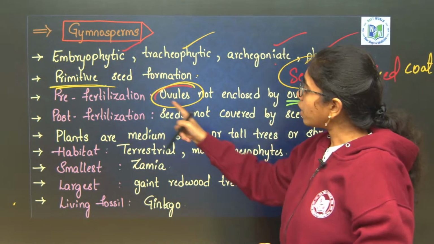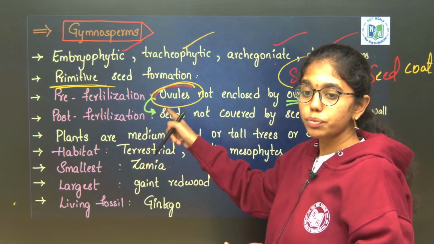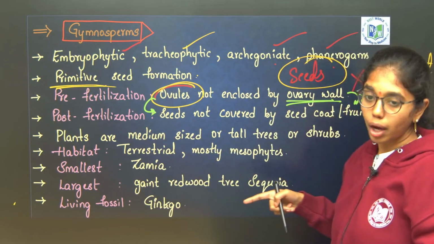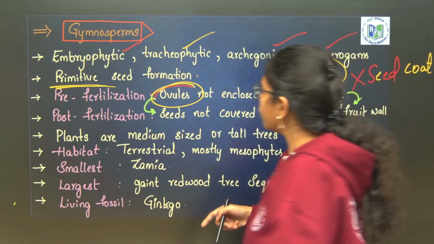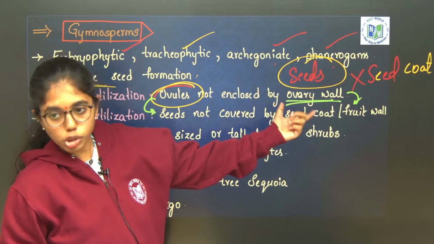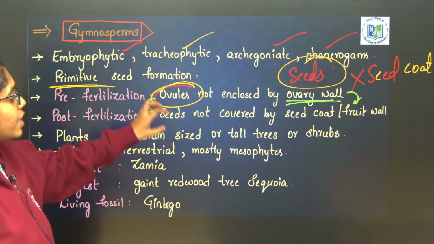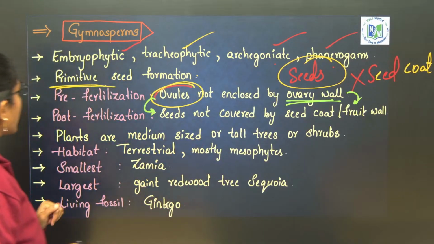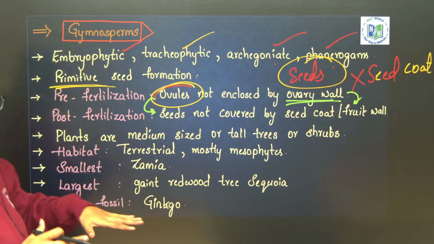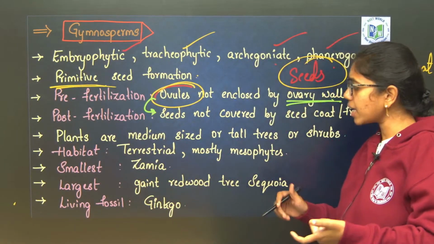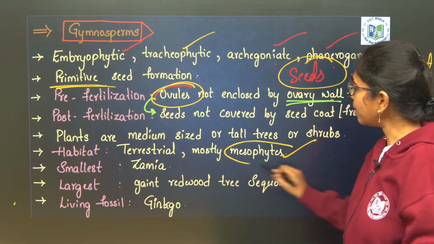We all know that ovule post fertilization will turn to seed. Ovary wall will mature to seed coat or fruit wall. So, before fertilization, ovules are not enclosed by ovary wall. So, post fertilization, seeds are not covered by seed coat or fruit wall. Next, plants are from medium size to tall trees and shrubs. Habitat is terrestrial, mostly mesophytes.